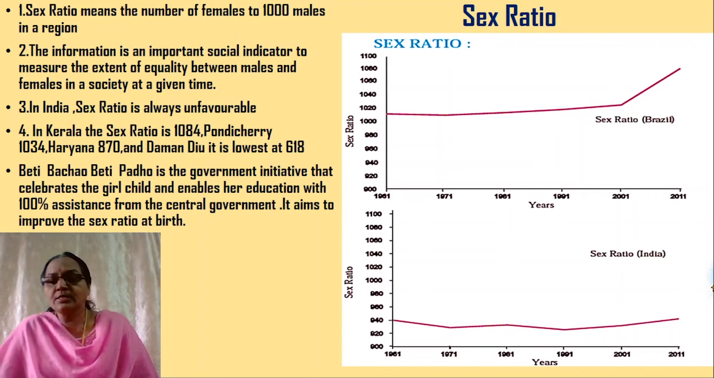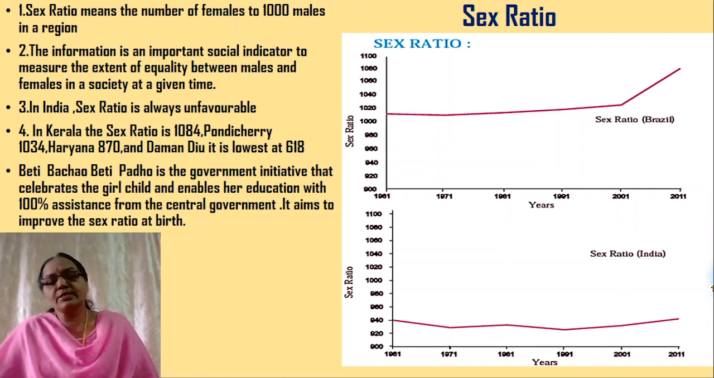Kerala has the highest sex ratio. Here we have 1,084 females per 1,000 males. Also, Pondicherry is better placed, wherein we have 1,034. But Haryana's position is very low. We have only about 870 females per 1,000 males.